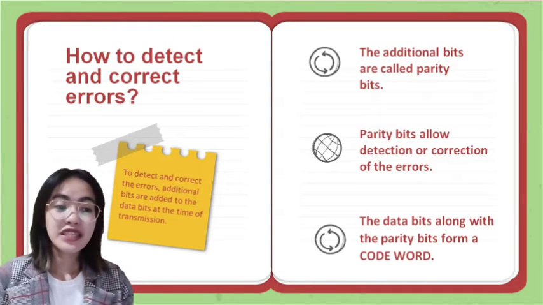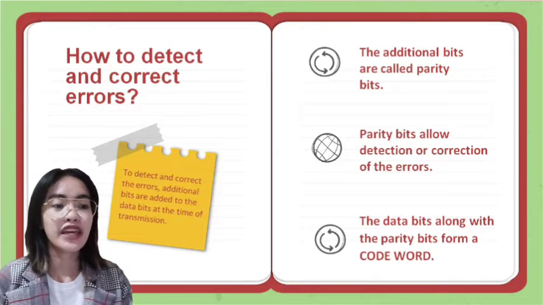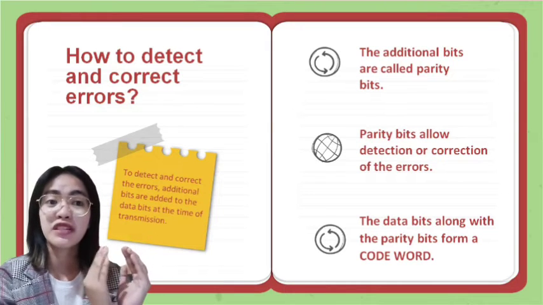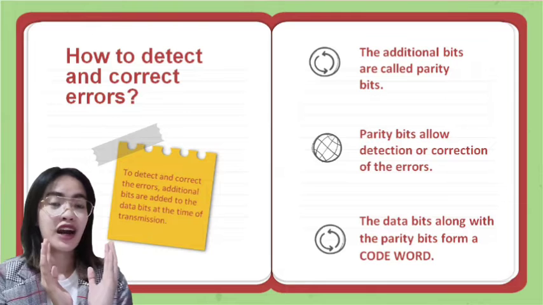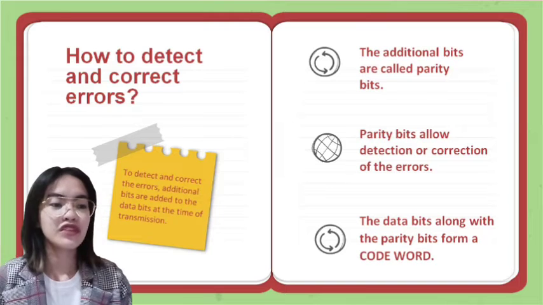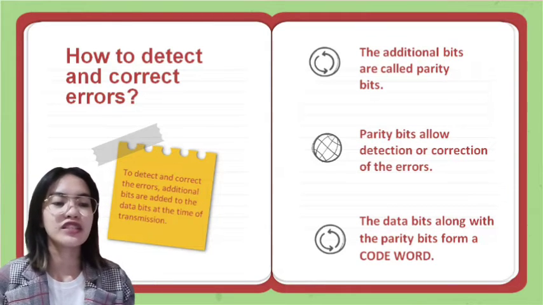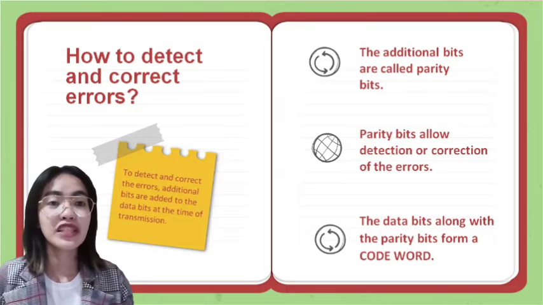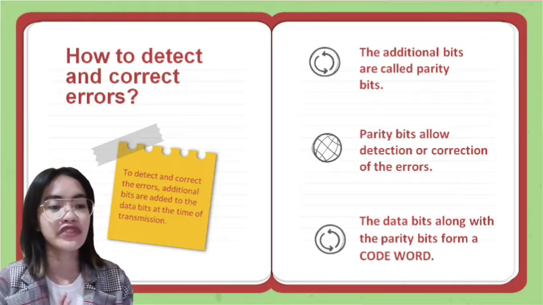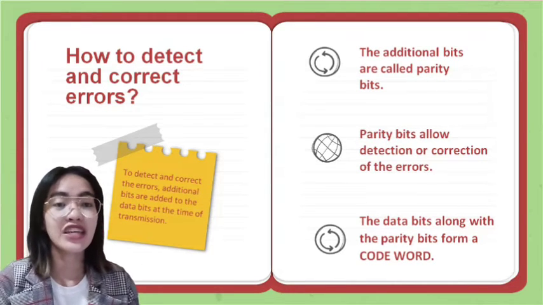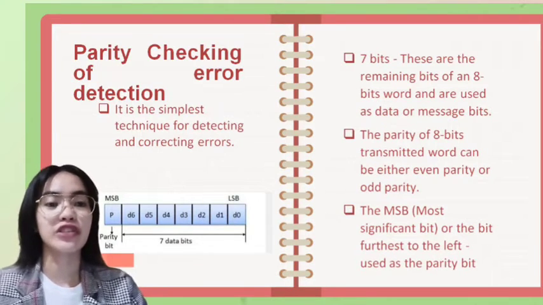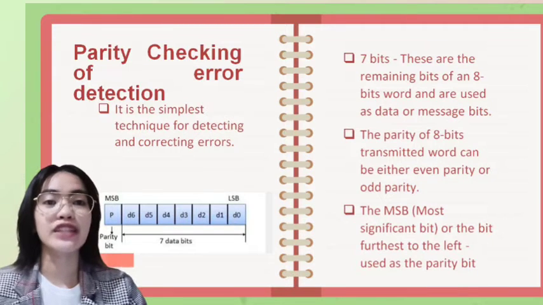The data bits along with the parity bits form a code word. So the data bits, or the original message, added to the additional bits, or the parity bits, form a code word. This code word is typically used for reasons of reliability, clarity, or secrecy. Each code word is assembled in accordance with specific rules of the code and assigned a unique meaning. So we have here the parity checking for error detection. It is the simplest technique for detecting and correcting errors.